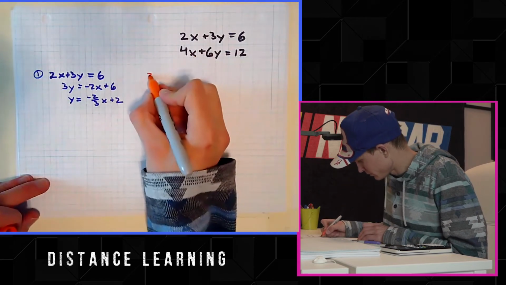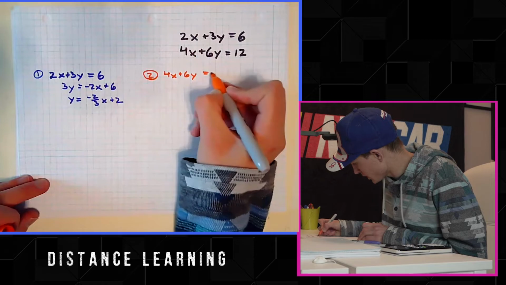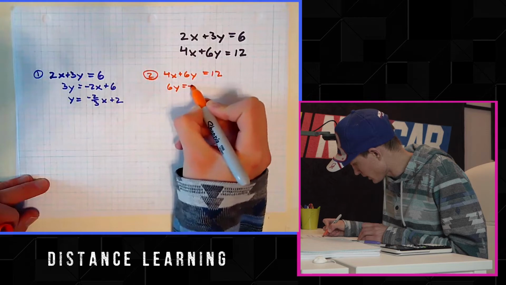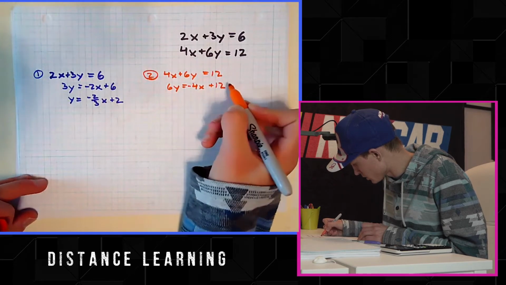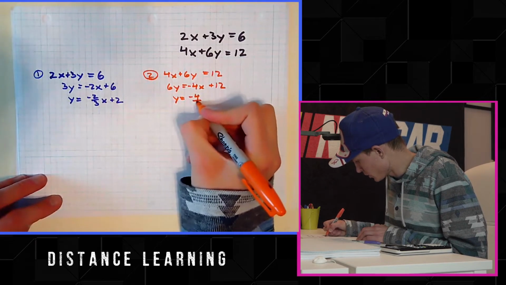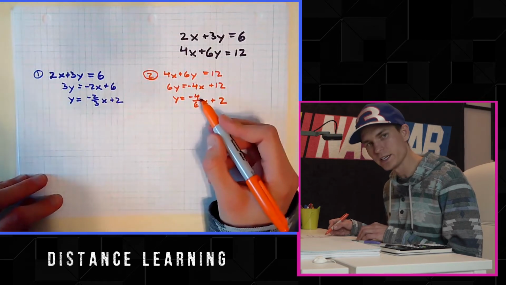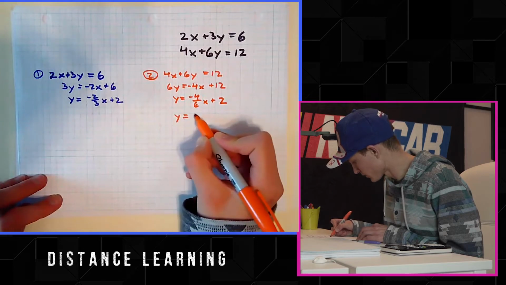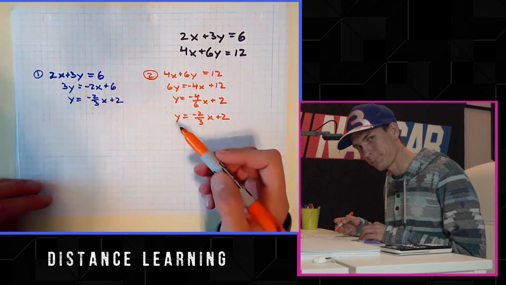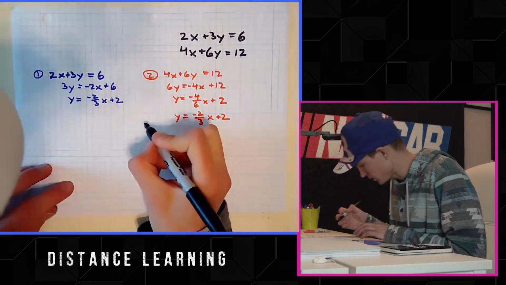Equation 2. I copied it out the first time, so I'll keep that trend going. Subtract 4x. So 6y is negative 4x plus 12. Divide by 6. Negative 4 over 6x plus 12 divided by 6 is 2. Now you see here that negative 4 over 6 can be reduced. So that's negative 2/3 x plus 2. They're the same line. I wonder what's gonna happen. Where are they gonna intersect?